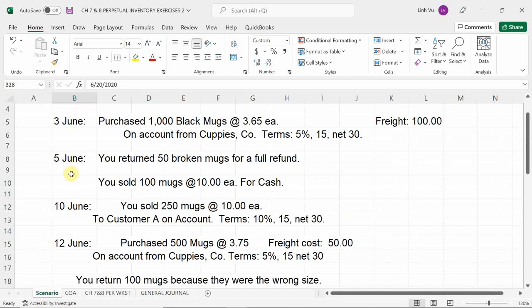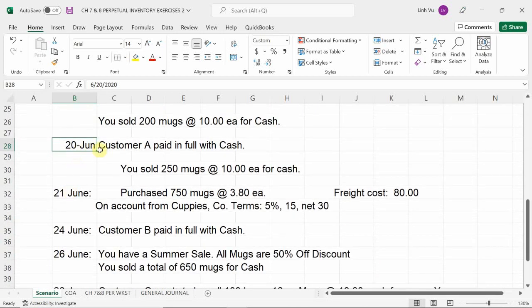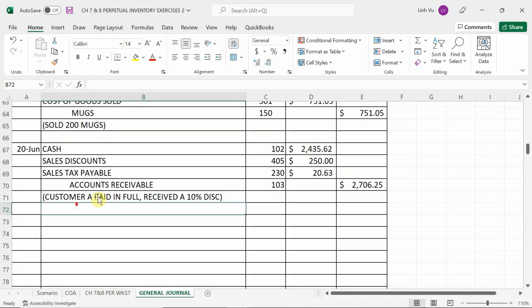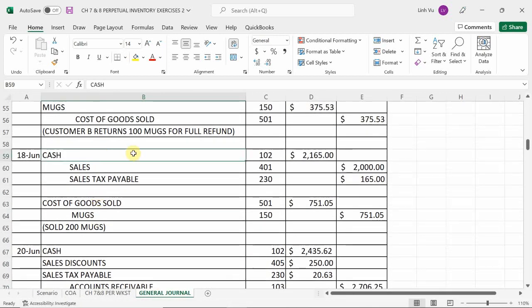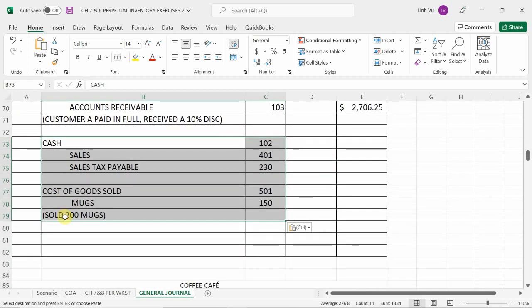Okay? So where are we? We are on June 20th, okay? And apart from customer A paying in full with cash, we end up selling an additional 250 mugs at $10 each for cash. So, right, we've done this transaction before. So I think that's just exactly enough space to record this transaction here for the same day. Right, that should bring us right to the bottom right here. Good, perfectly.